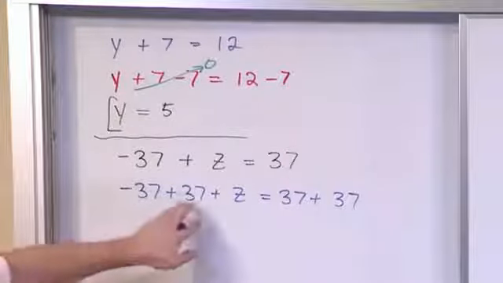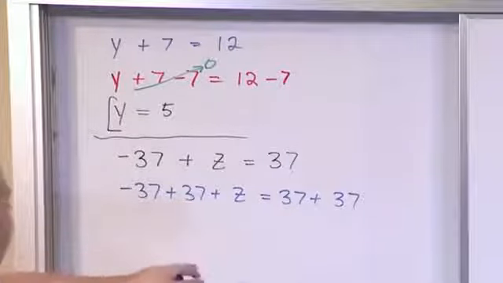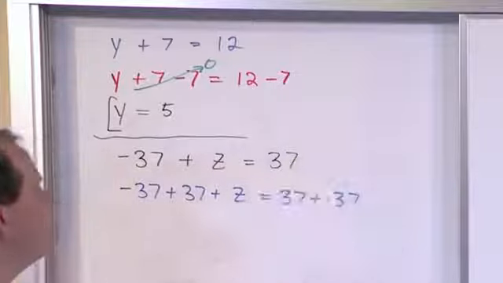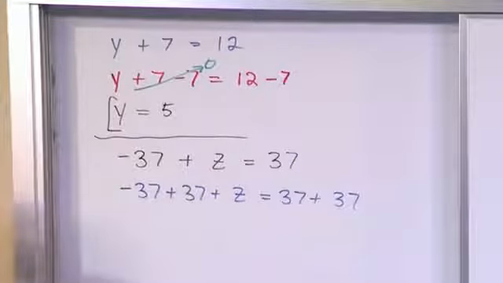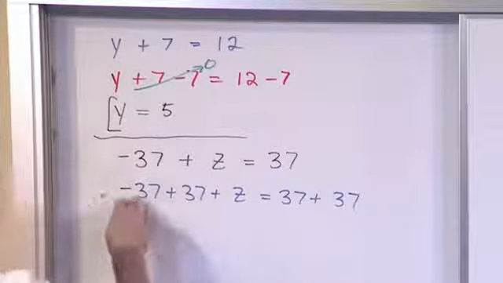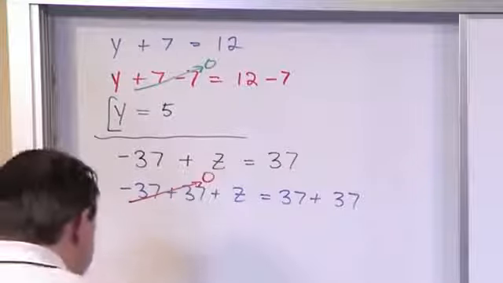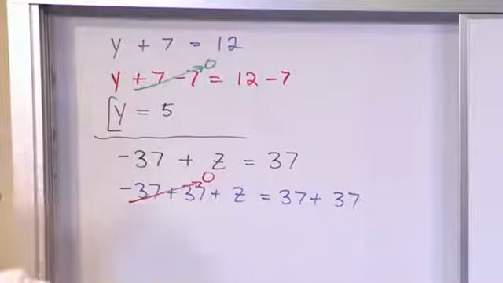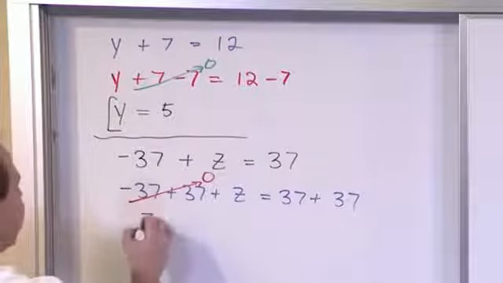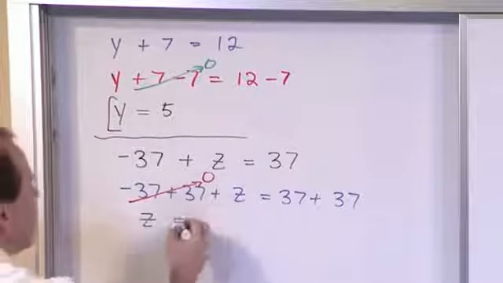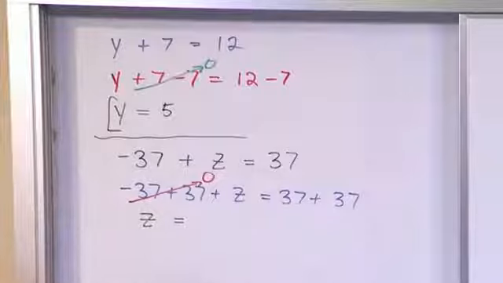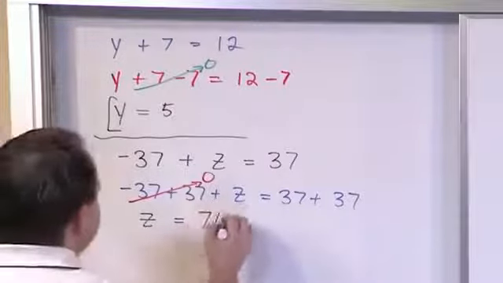In other words, all we did was add 37 here to the left-hand side, and then, of course, we had to do the same thing to the right-hand side. The reason we're adding it is because negative 37 plus 37 is 0. And that basically eliminates everything on the left-hand side. The only thing we have left is z. On the right-hand side, we have 37 plus 37, which is 74.